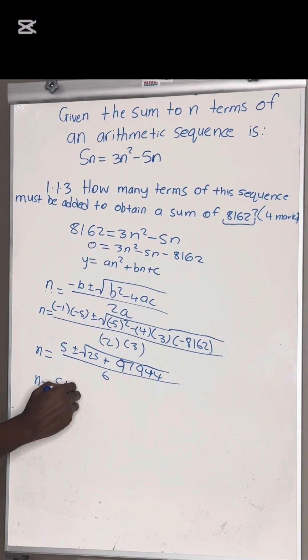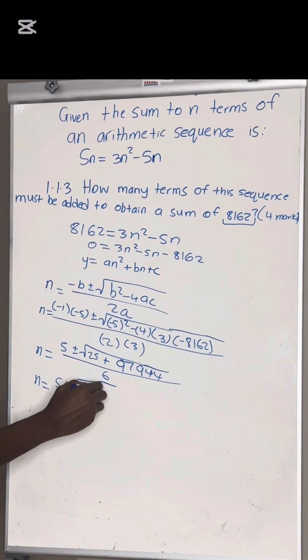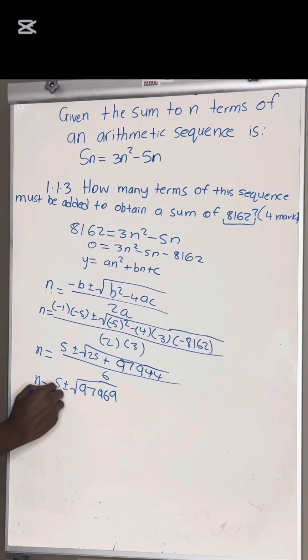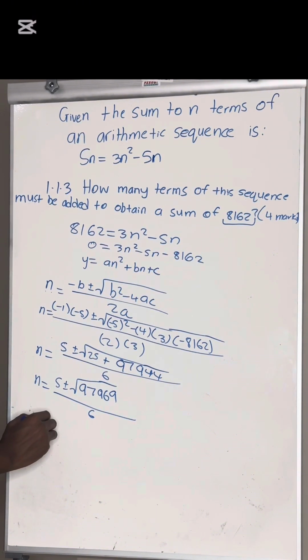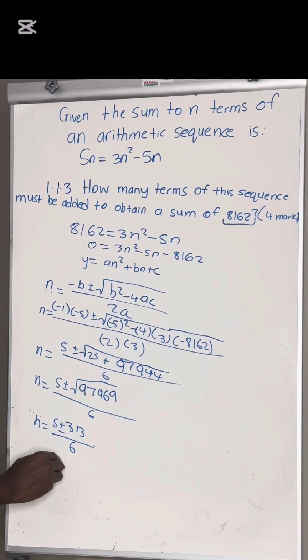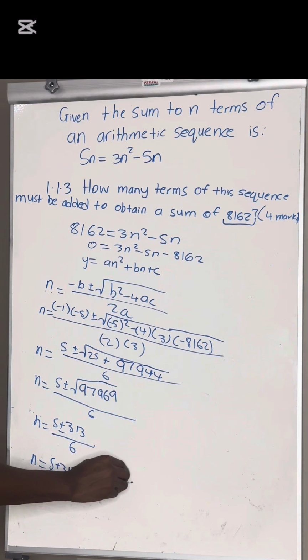Okay, and then n is equal to 5 plus minus the square root of 25 plus 97944. That is 97,969 all over 6. And then n is equal to 5 plus the square root of that. The square root of 97969 is 313. So plus minus over 6. N is equal to 5 plus 313 over 6, or n is equal to 5 minus 313 over 6.